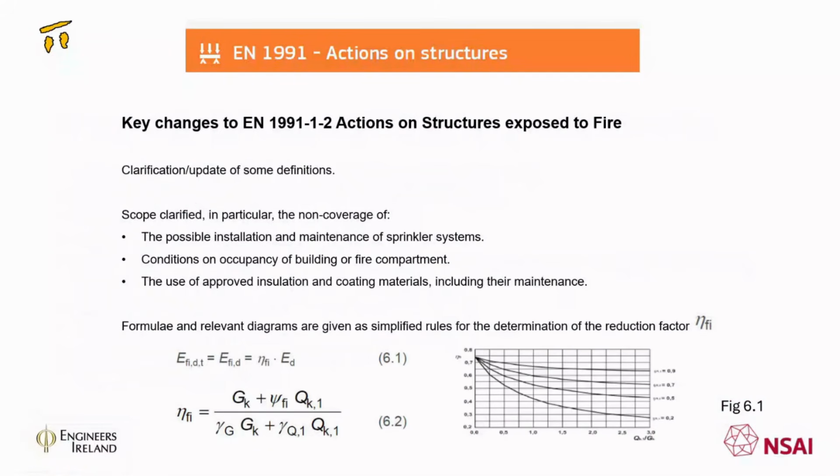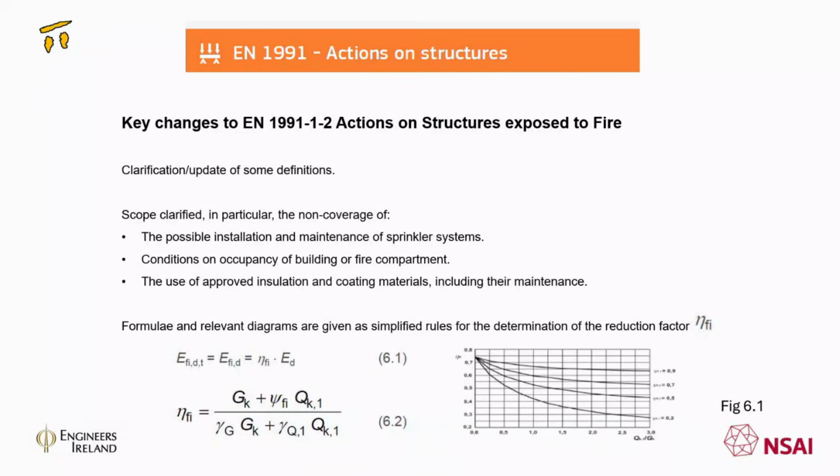Moving onwards, then, a key change to EN 1991-1-2, actions on structures exposed to fire. They've clarified some definitions. The scope has been clarified, in particular the non-coverage of the possible installation and maintenance of sprinkler systems, the conditions of occupancy of buildings or fire compartments, and the use of approved insulation and coating methods. And then there are formulas and relevant diagrams given as simplified rules for the determination of a reduction factor that can be applied to the fire load on a building.